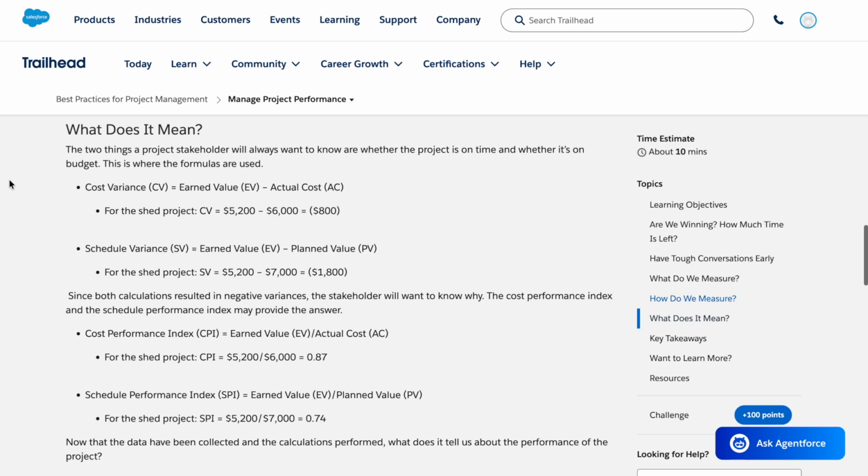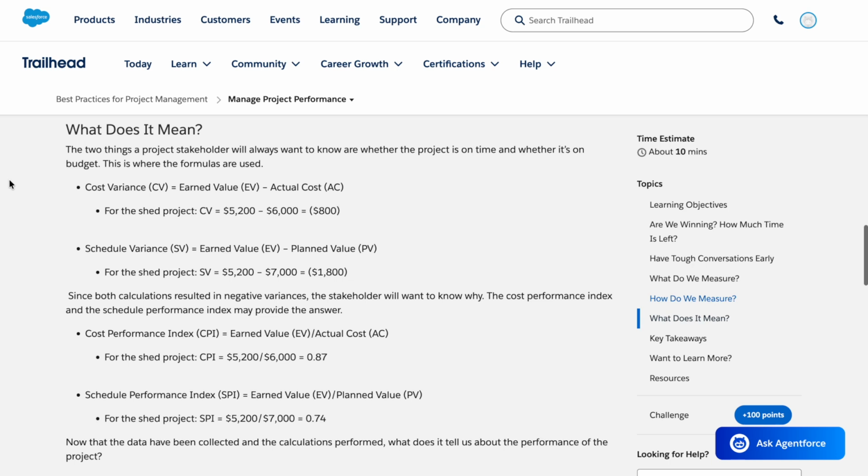Schedule variance equals earned value minus planned value. For the shed project, SV equals $5,200 minus $7,000 equals negative $1,800. Since both variances resulted in negative variances, the stakeholder will want to know why.